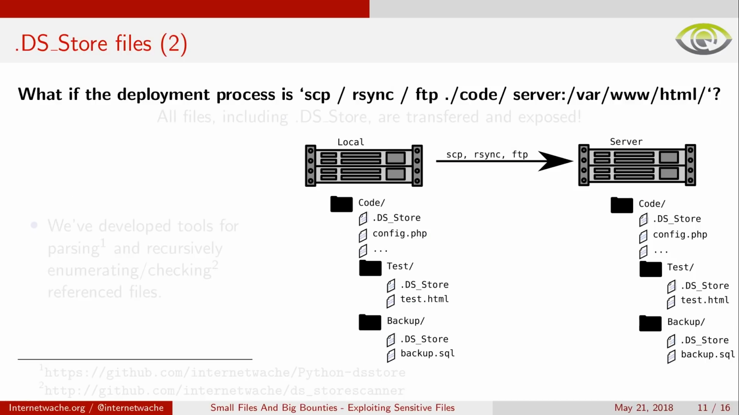So what can go wrong if you use a Mac for development and you then use SCP, rsync, FTP, or whatever file transfer protocol to transfer files from your local development environment to a server.